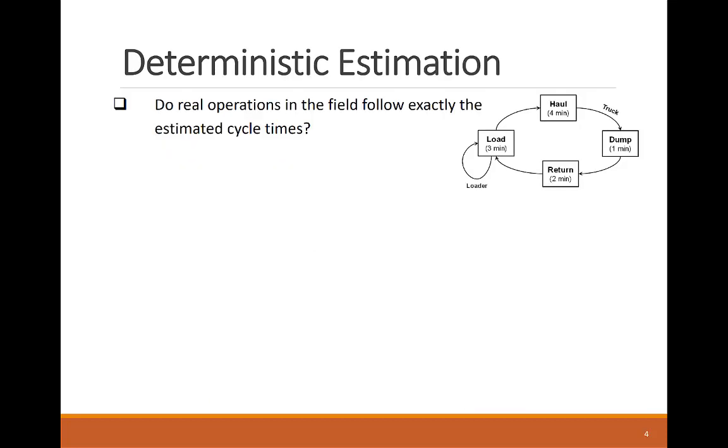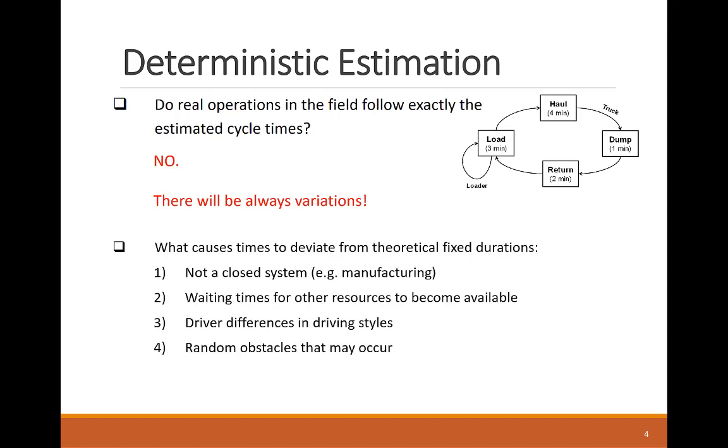All that we learned so far is based on a very critical assumption. All time and production values are deterministic. Is this a realistic assumption? Answer is no. There will always be variations in the observed time values from the estimated values. If we estimated the truck to take 10 minutes in hauling, in reality it will sometimes haul faster or slower due to many reasons.